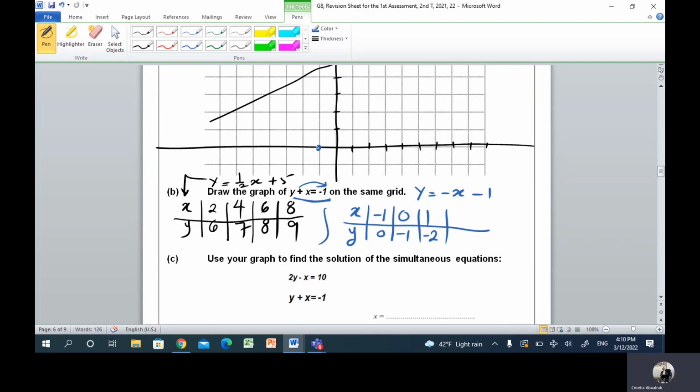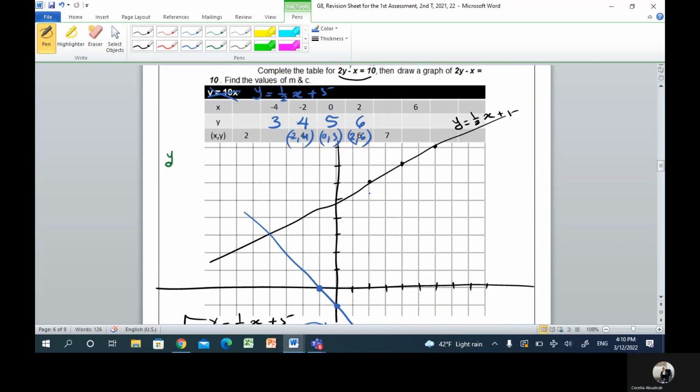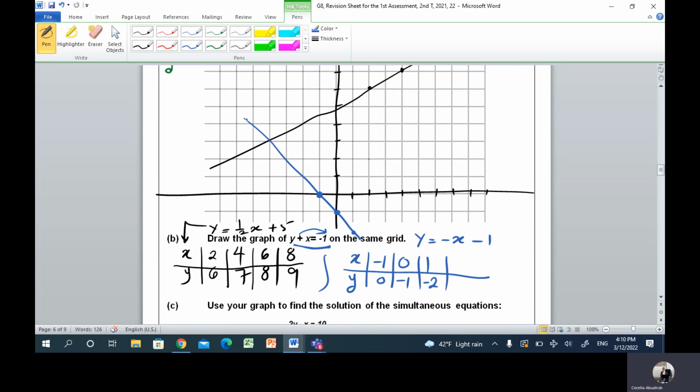So this is -1 and 0, and then 0, -1, and then 1, -2. You draw the line, and as you can see, you will put an address on this line, which is y is equal to -x minus 1. And remember, the intersection point as x comma y is the solution for both equations.